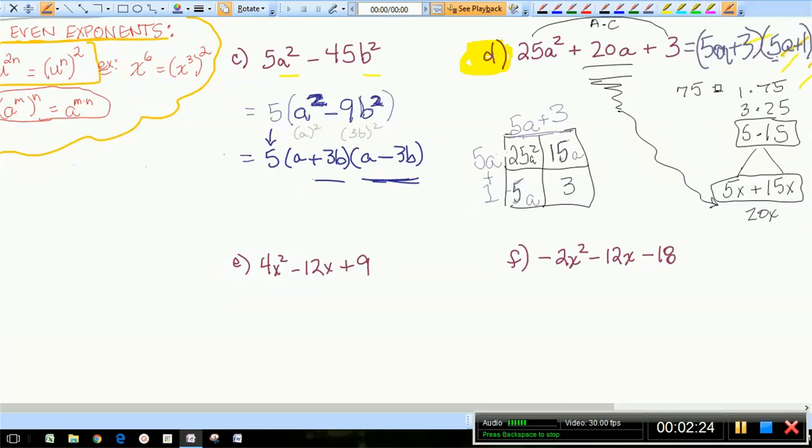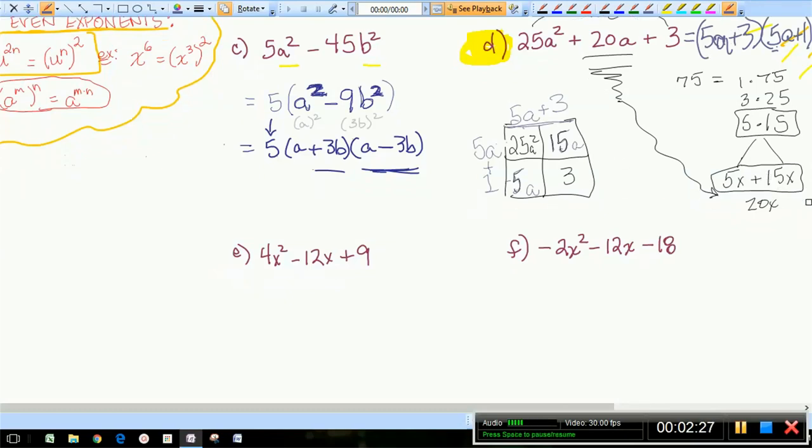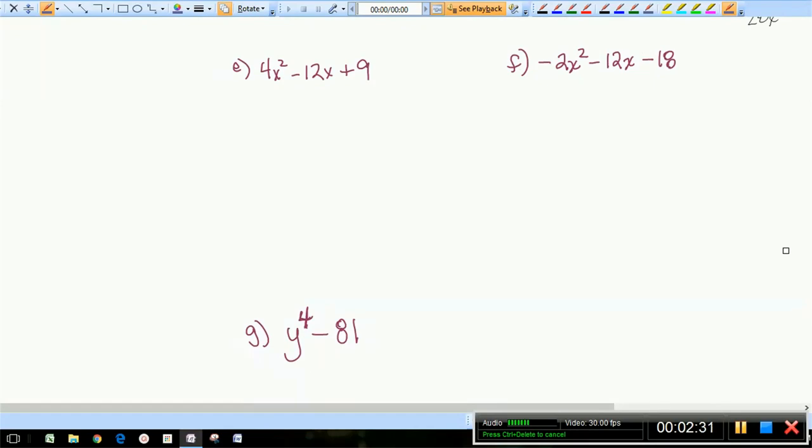Now let's go on to part E. Let's take a really good close look at this one. The first term and the third term, the very last thing, these are perfect squares. This is 2x being squared, and this one is 3 being squared. How can I tell if it's a perfect square trinomial? I want to take that 2x times that 3 and double it. So this is the doubling of 3 times 2x. We want to see if there are two of those. Don't worry so much about the signs, but 2 times 6x is 12x. So this checks out as a perfect square trinomial.